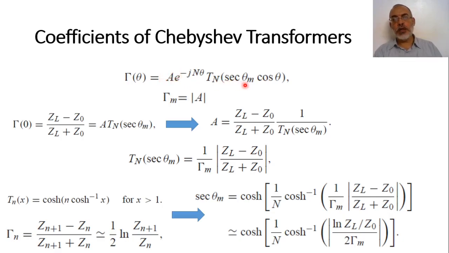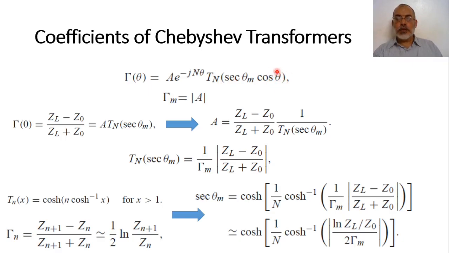The second unknown is theta maximum. What is the maximum value of theta which can be obtained for a transformer of order n? To do this, let us assume the frequency tends to 0, or in other words, the lengths of the sections L tends to 0. In both cases, the value of theta would be 0.